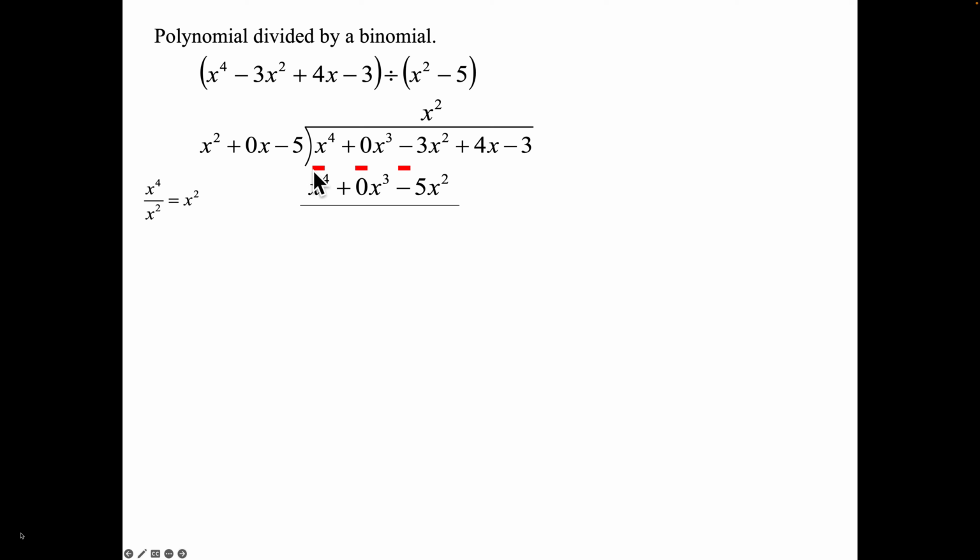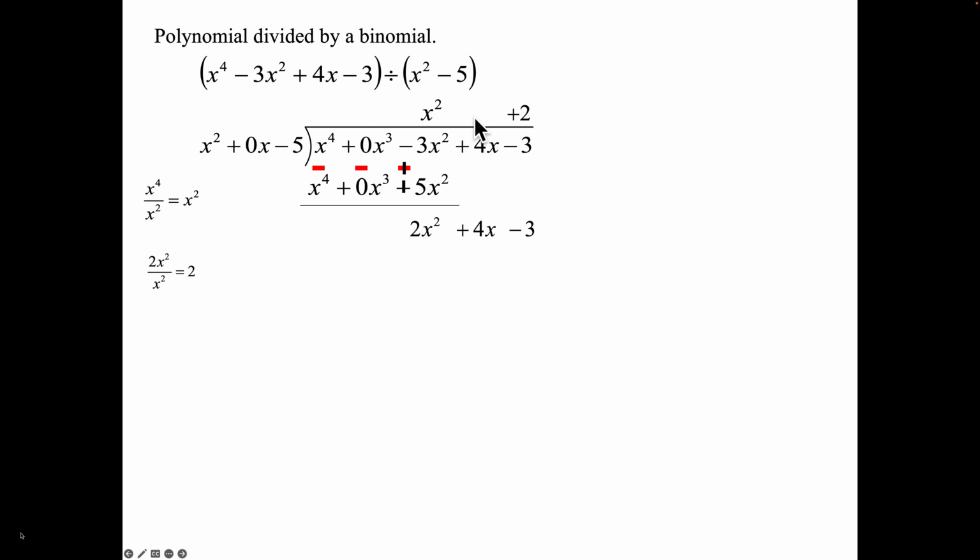It's okay, now that we subtract, we get lucky here. Not only we cancel the first terms, but we can also cancel the 0x cubed terms. So that's going to save us some time. Here we have minus and negative, so plus plus. Negative 3 plus 5 is 2x squared. All right, bring everything else down. Plus 4x minus 3. Divide by the new leading term, 2x squared divided by x squared. That's a 2. We put the 2 above the constant.